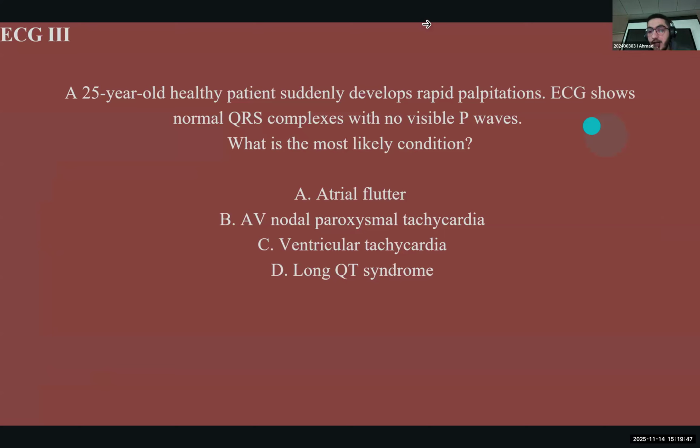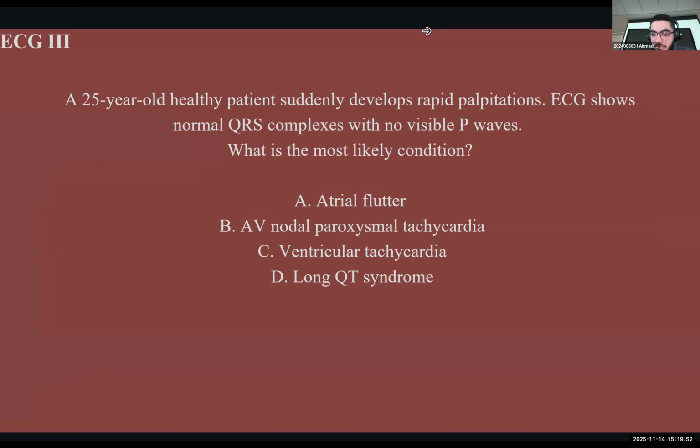Is there a PDF for this session? Yes, we will be sending out the slides, inshallah.